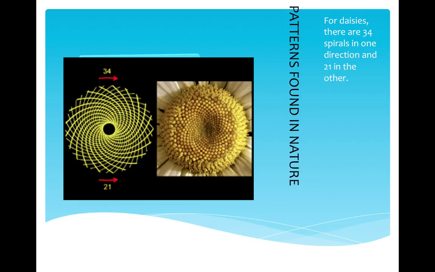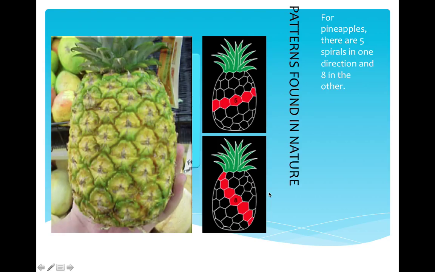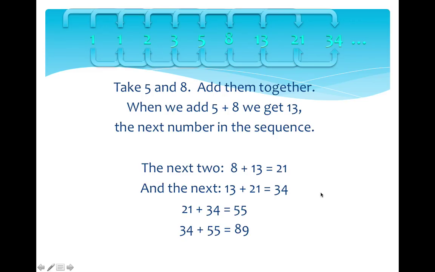So if you look at the spirals in a flower, they are usually Fibonacci numbers, 34 and 21 being examples of Fibonacci numbers. Pine cones also have a similar spiral shape. In this particular pine cone, there are 18 spirals in one direction and 13 in the other, both Fibonacci numbers. Pineapples also use 5 spirals and 8. Those are also Fibonacci numbers.